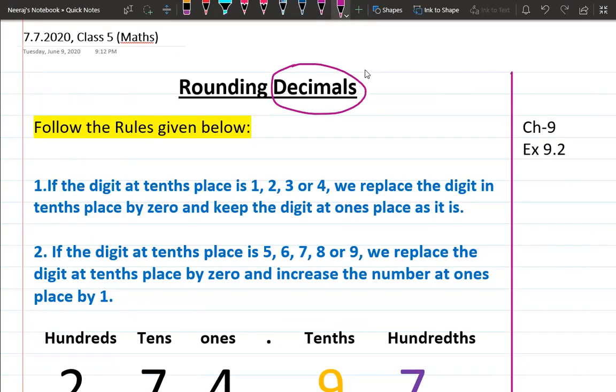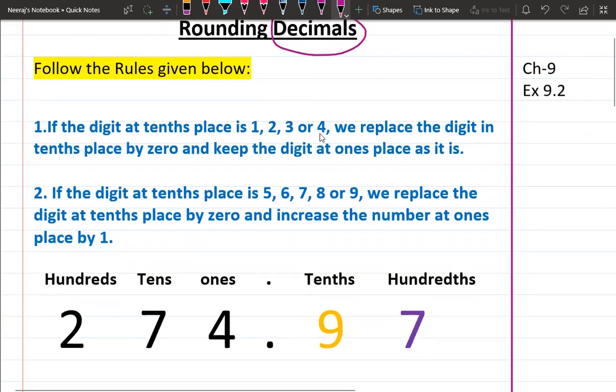So decimals are a concept. Learning decimals means we are learning the numbers, the digits, which are less than 1, right? Today in this class we'll learn how to round these decimal numbers. Here we have some rules we have to follow while rounding decimal numbers. Like we have rounded whole numbers, the concept is the same.